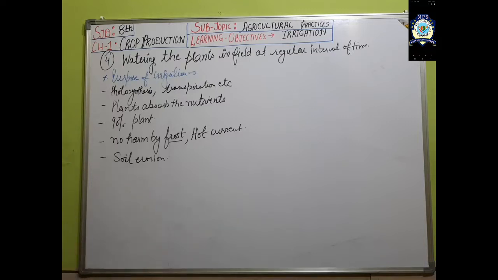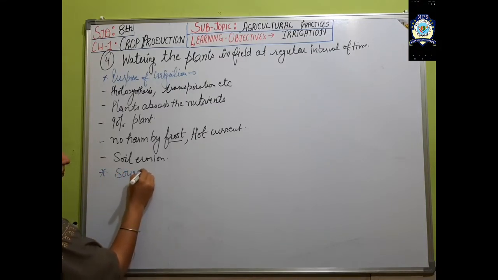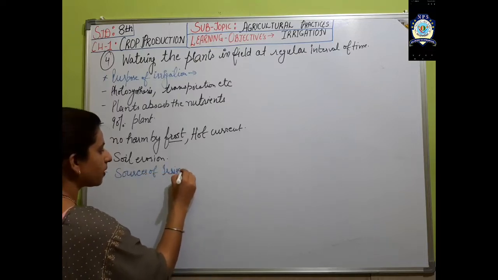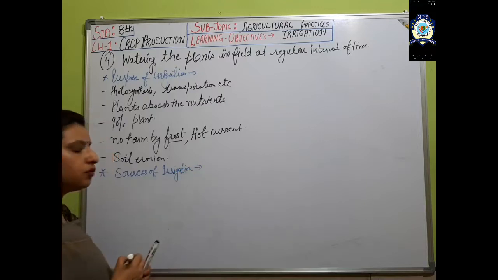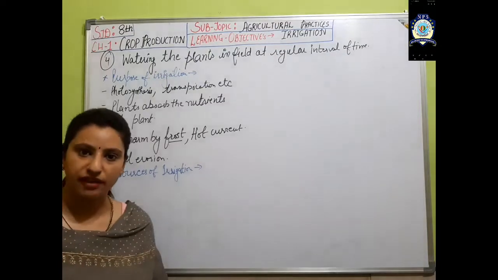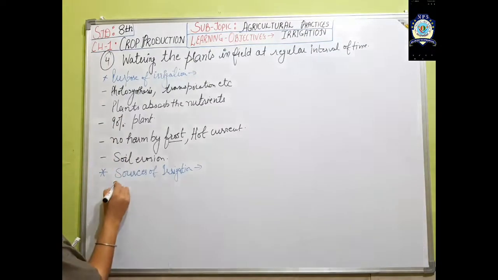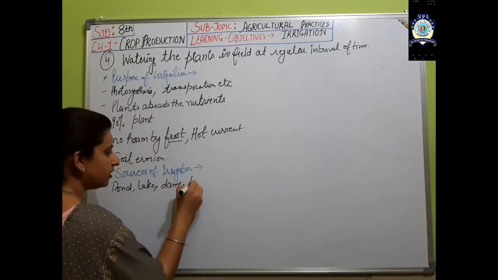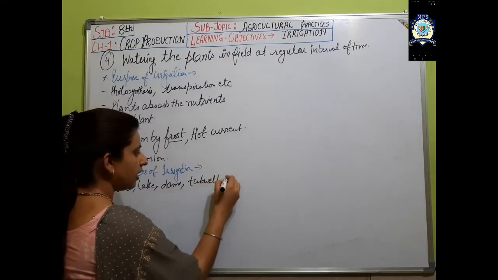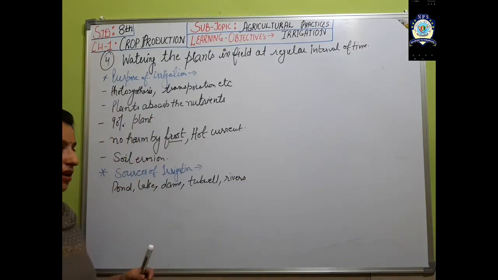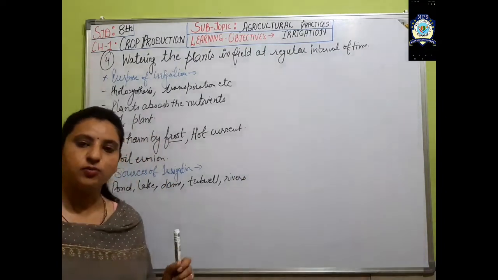Now next is the main thing: what are the sources of irrigation? There are a number of sources like wells, pond, lake, then dam, tube well, and rivers. So there are a number of sources present for the irrigation purpose, especially in our country.